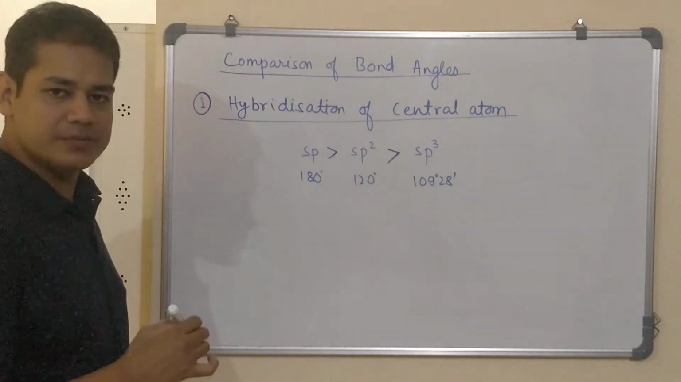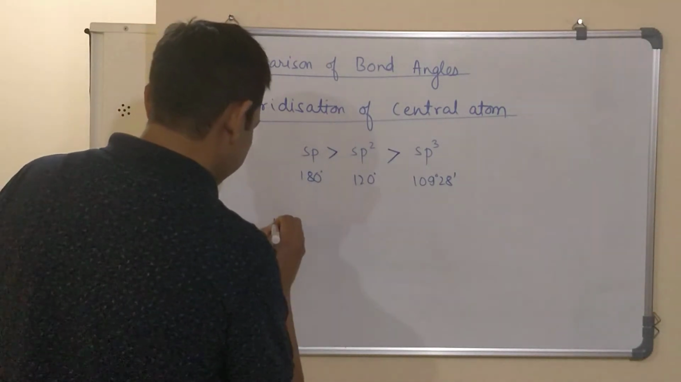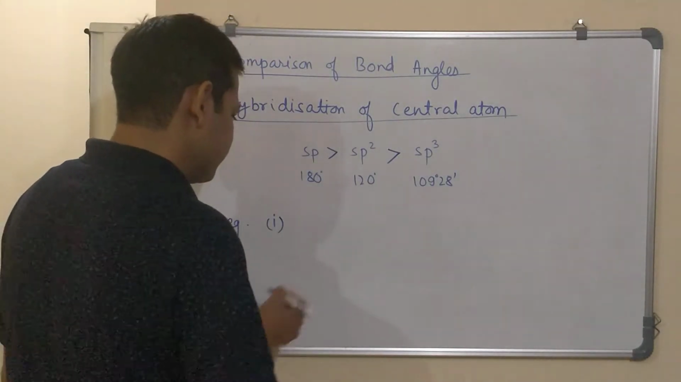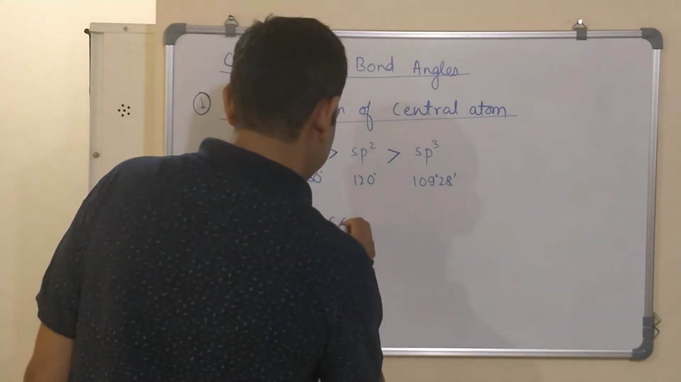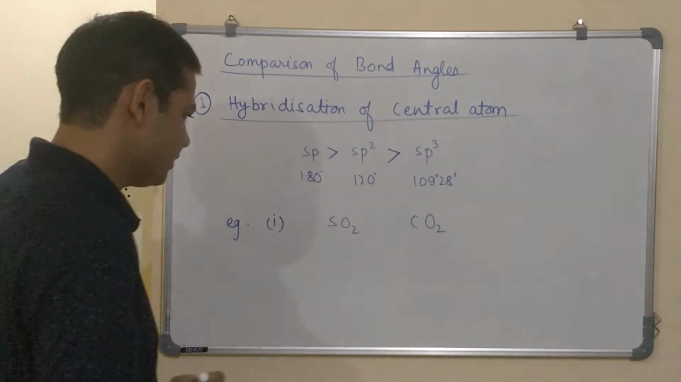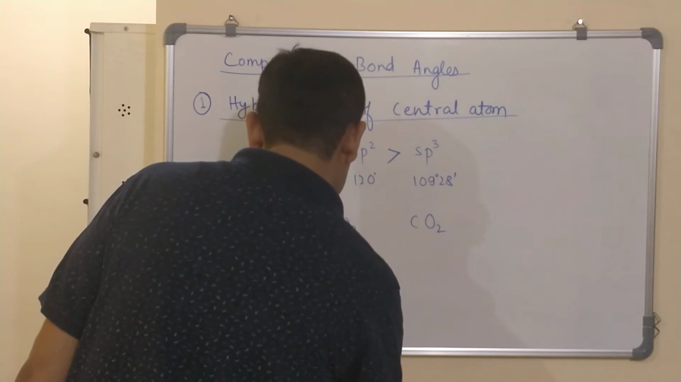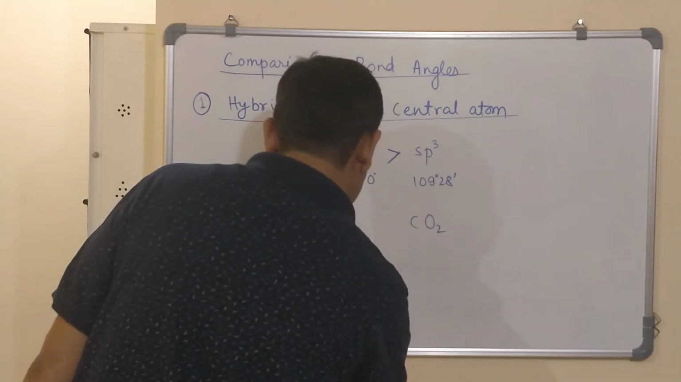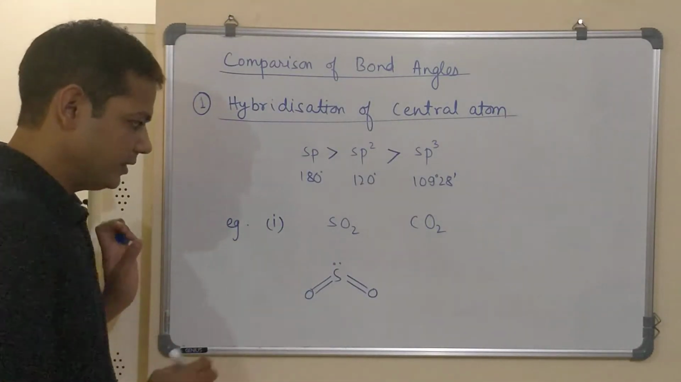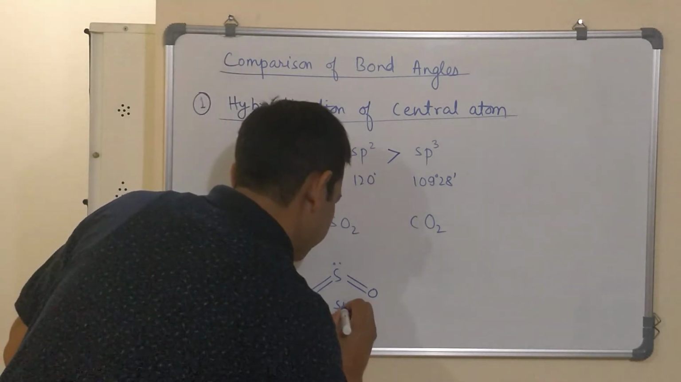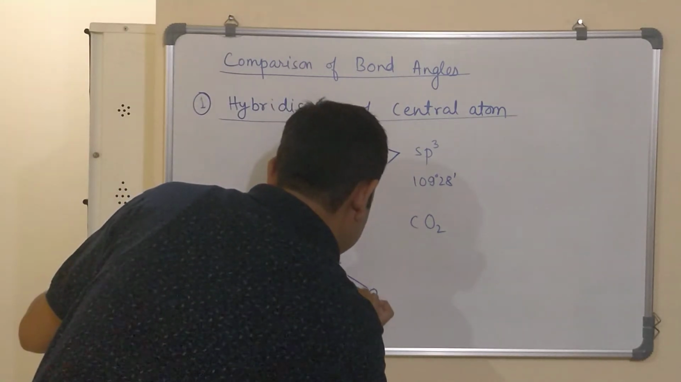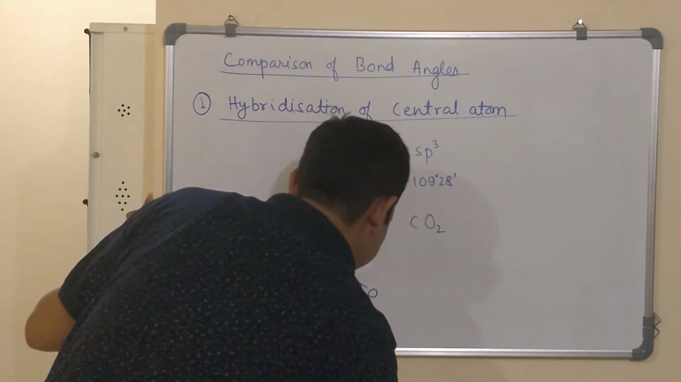So let us discuss some examples based on this. We will compare bond angles in some molecules in which the hybridization of the central atom is different. Let us consider the example of SO2 and CO2 molecules. If you look at the structure of SO2, there are two sulfur oxygen double bonds and one lone pair on the sulfur atom. If you find out the hybridization, the sulfur atom is sp2 hybridized here, and if the hybridization is sp2, the bond angle between the two oxygen atoms is approximately 120 degrees.